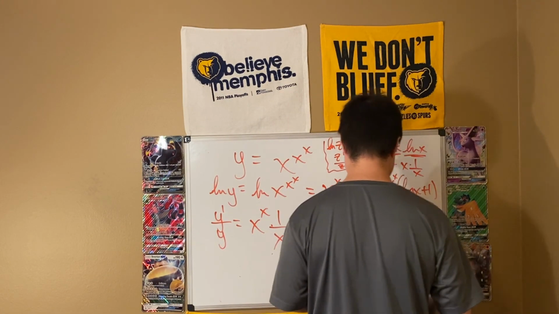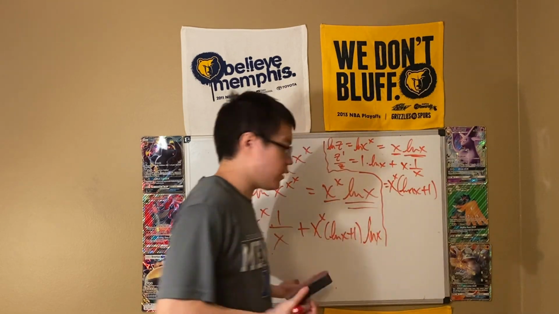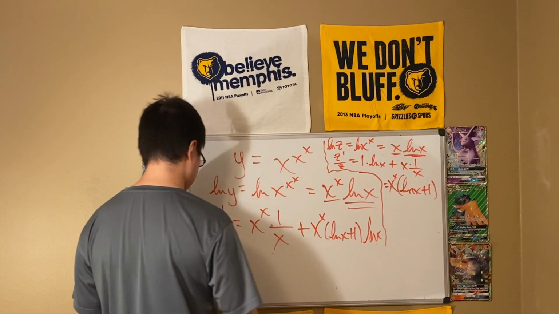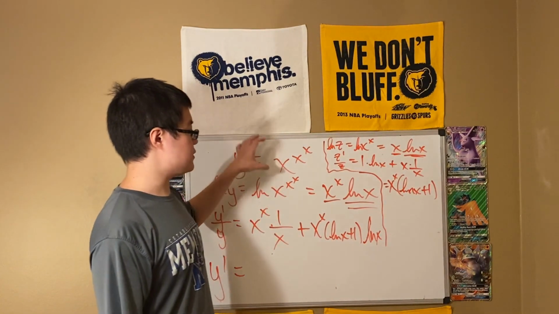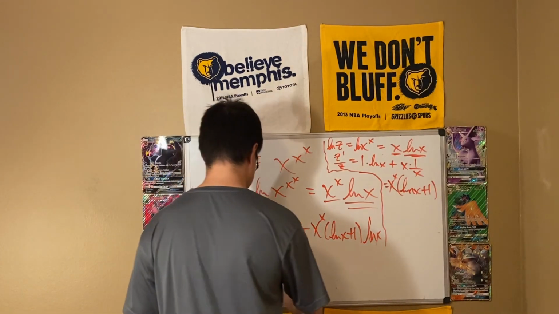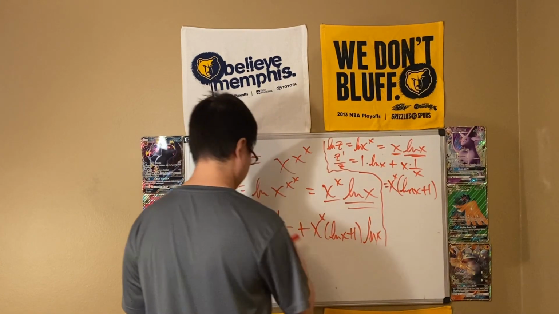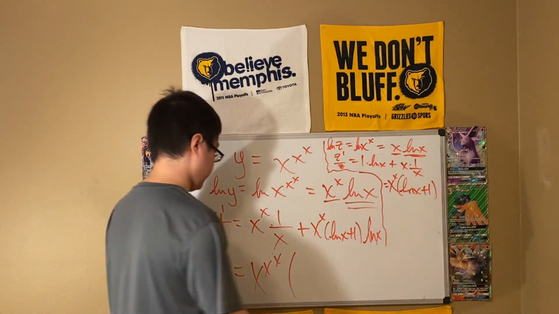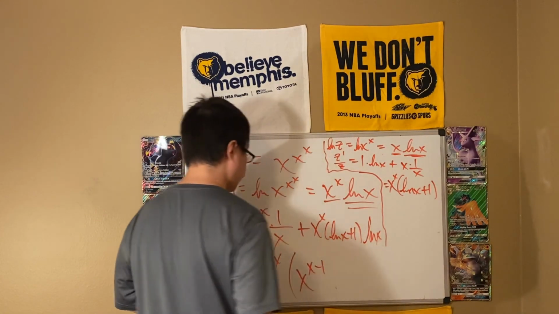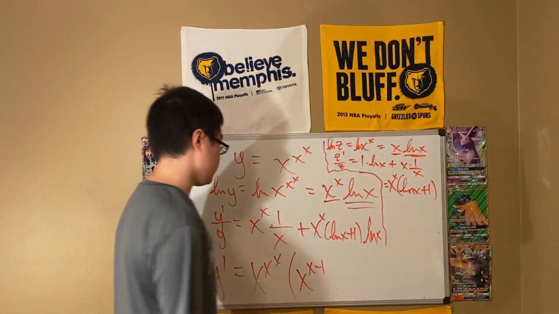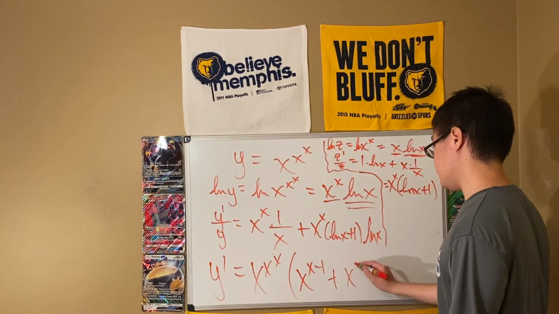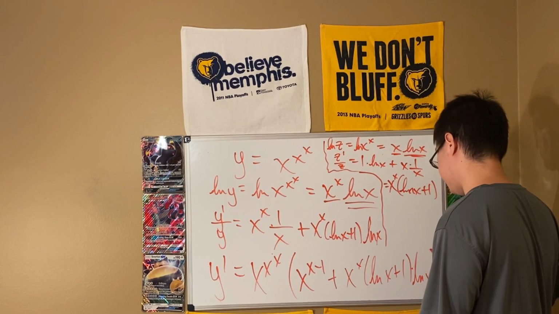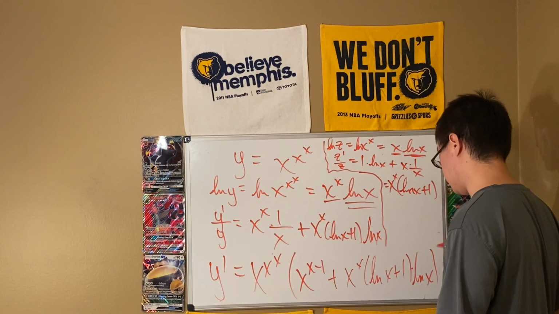This is getting very, very sloppy, just like the previous example. What are you going to do? Finally, let's end this question. Let's end this monstrosity. Bring the y over. The y was originally x to the x to the x. So it's x to the x to the x times all of this. You can simplify a little bit. For example, this becomes x to the x minus 1. Again, because of exponent rules, you subtract. And then over here, we have x to the x, ln of x plus 1 times ln of x. And I think we are good to go.